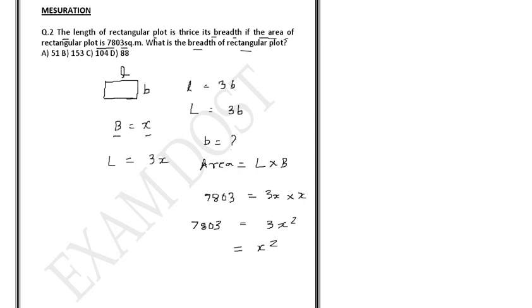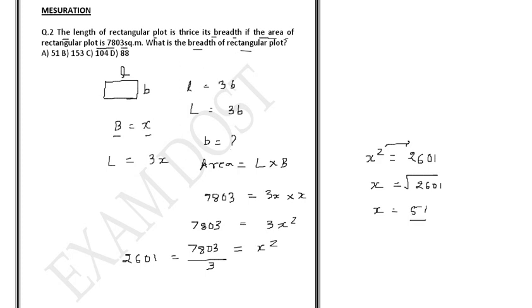x square is equal to 7803 upon 3. This is equal to 2601. So x square is equal to 2601, and x is equal to, the square will come here, root 2601. Root 2601 is 51. So the value of x is 51, that's what we have to calculate. Answer is option number 1.